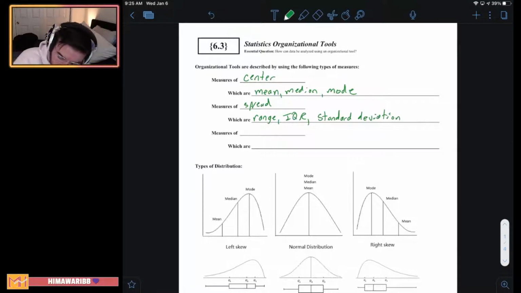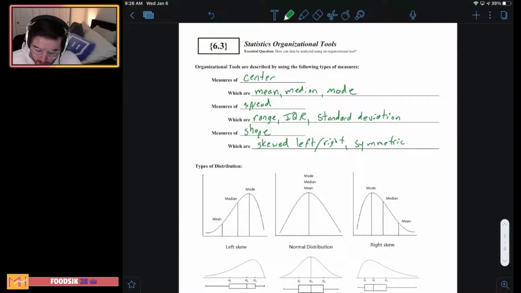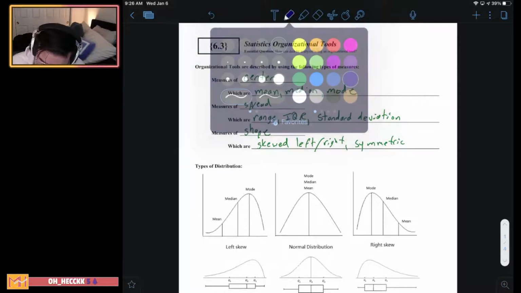And there are measures of shape, which I'm sure you can take a guess is like, what's the shape of the data? We measure that through stuff like skewed to the left or to the right. We describe it as either skewed left or skewed right, or we might call it symmetric. So let's talk about these things and how they're all related to each other.